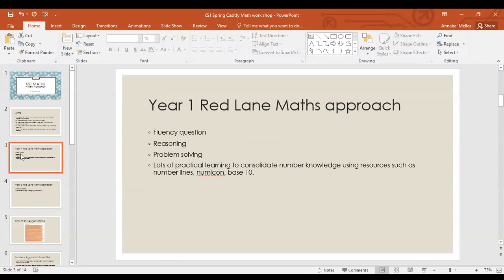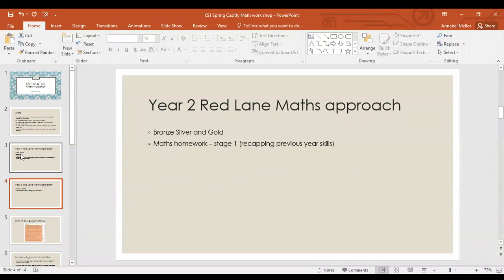Key Stage 1 consists of Year 1 and Year 2. In Year 1, they start their maths lessons by using a fluency question. They access fluency, reasoning and problem-solving questions throughout the session, but they have to be secure with the fluency aspect of the session to move on. We use lots of practical learning to consolidate number knowledge, using resources such as number lines, Numicon and Base 10.